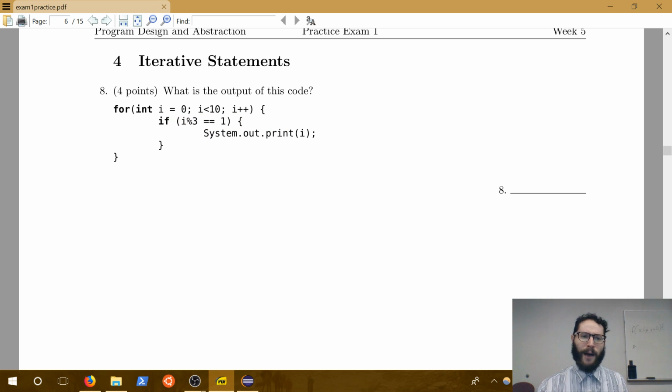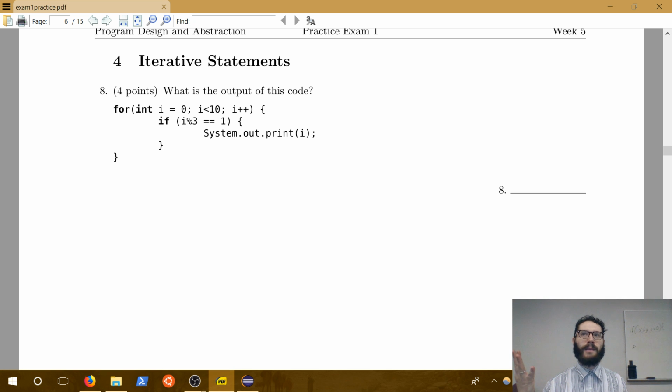It says if i mod 3 is equal to 1, in other words, if I divide by 3 and there's a remainder of 1, print out i. So 0 divided by 3 does not give me a remainder of 1. 1 divided by 3 gives me a remainder of 1, so I'll print out 1. 2 divided by 3 gives me a remainder of 2. 3 gives me a remainder of 0.